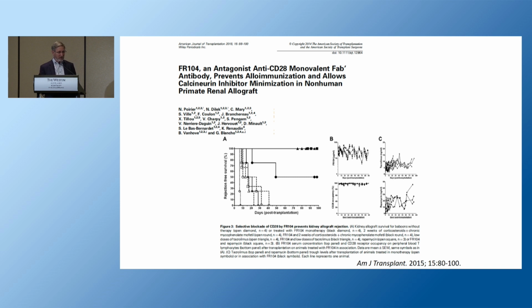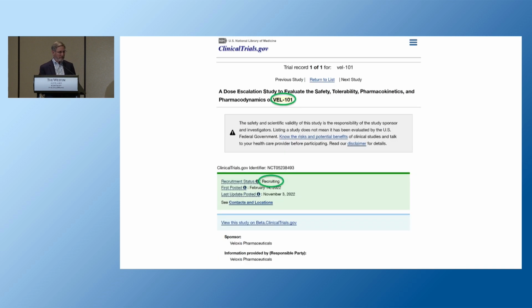This drug has now gone on to the clinic to be what's called VEL-101, which is getting ready for clinical trials based on clinicaltrials.gov, and will be one of the first CD28 specific agents to get into the clinic to test this hypothesis that if you bind CD28 and not B7, it will be more effective.